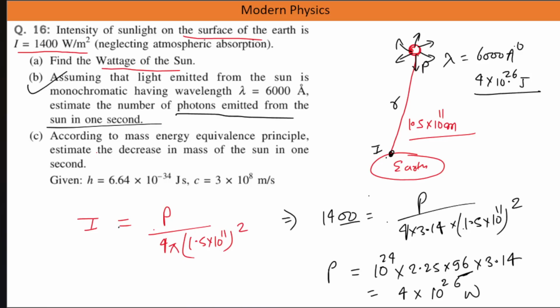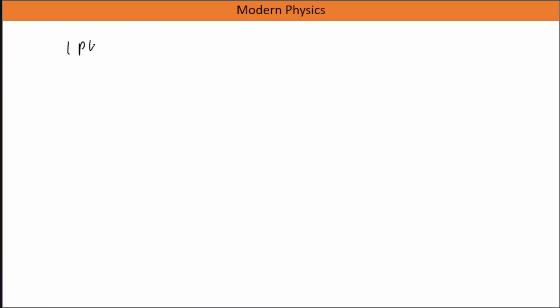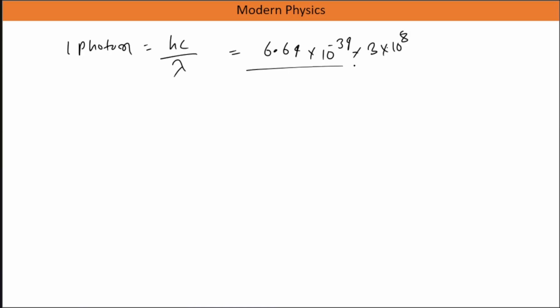And in this much joule, how many photons will be there? So one photon means how much joule? That means hc by lambda joule. Put everything in SI units. So what value of h will you take? You will take 6.64 into 10 to the power minus 34. c is equal to how much? 3 into 10 to the power 8. Lambda will be how much? 6000 angstrom, change it to meters. So this is this much.